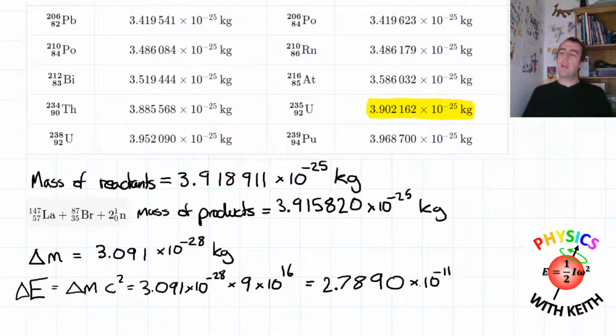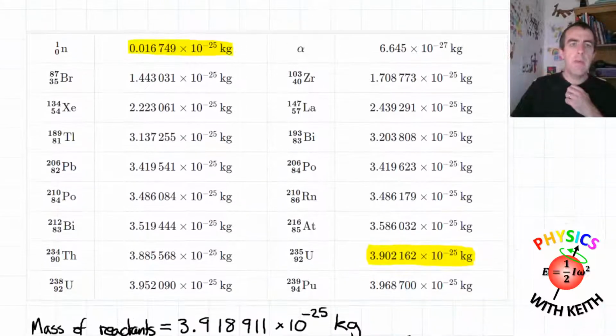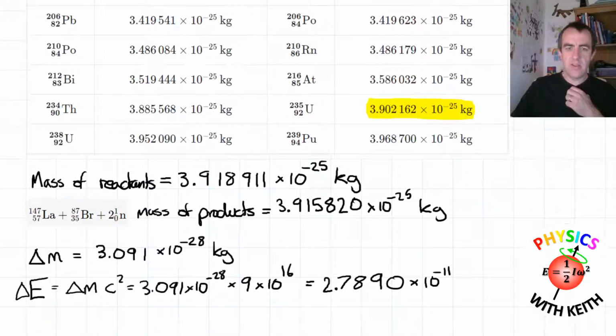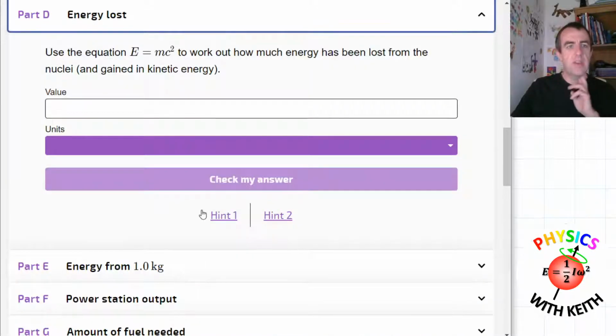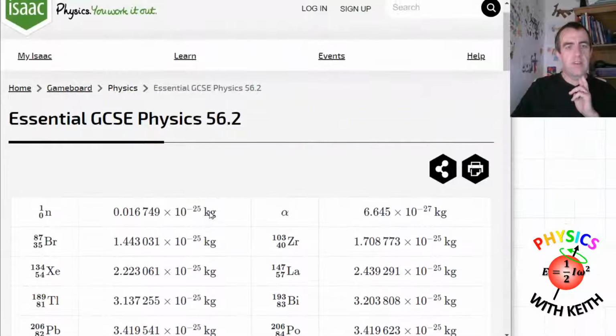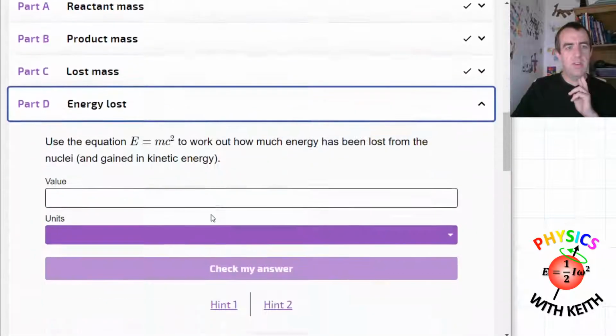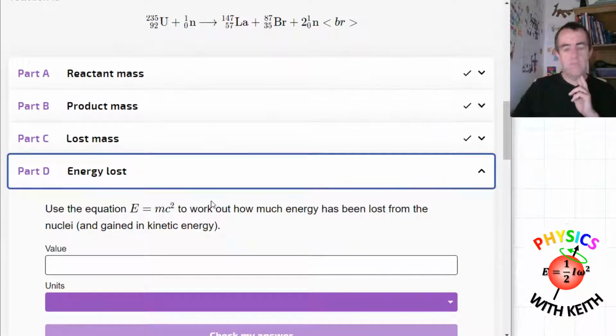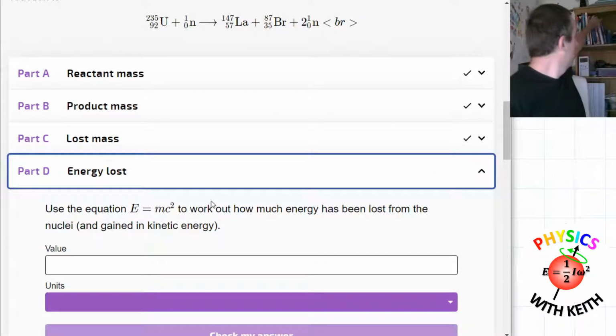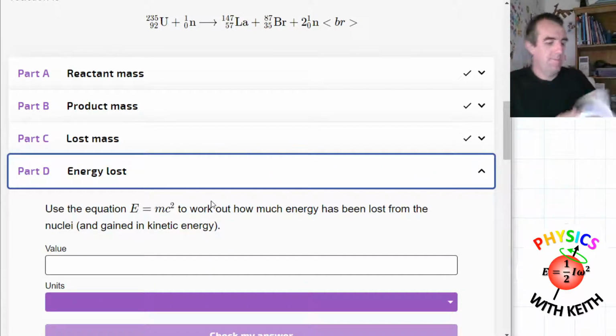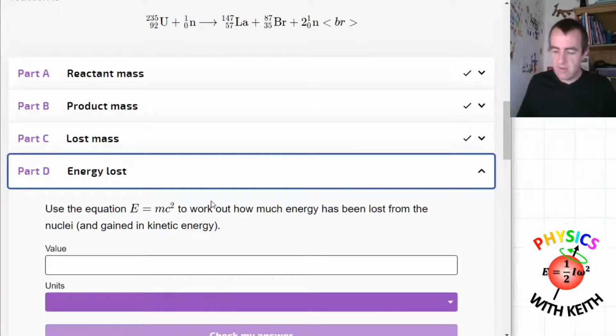Although now the speed of light, how many significant figures did I use? In Isaac Physics, I think they use a 3 significant figure speed of light, so I should be rounding that to 3 significant figures. Let's just check and see what they tell us the speed of light is in this question. They don't tell us. Let me get the book out, because it'll say it somewhere near the beginning. I'm sure it's a 3 significant figure speed of light we use.